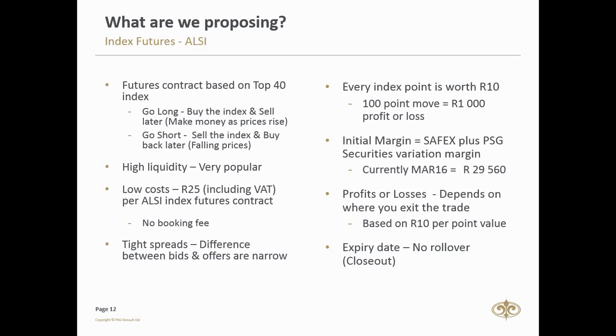What's nice about the index futures, or especially the All-Z, they are cheap. Okay, low cost. It costs you 25 Rand. That includes VAT per All-Z contract. Now that's having exposure. Let's say, for example, the market's trading at 40,000 points times 10. So it's 400,000. That's your exposure. 400,000 Rand. It's only going to cost you 25 Rand. With index futures, that 60 Rand booking fee doesn't apply here. What's nice about the index futures, they are very popular, so the spreads, the difference between the bids and offers are very, very narrow, a few points.